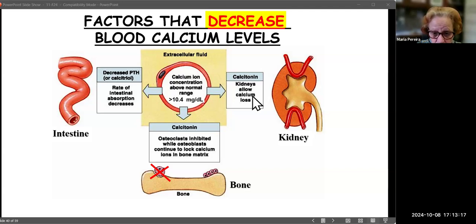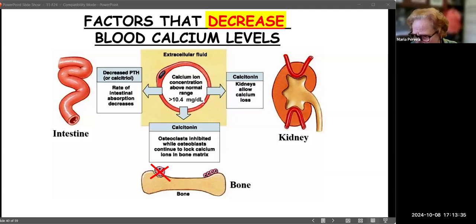What does calcitonin do? It increases the excretion of calcium by the kidneys. Because it's high, you want to get rid of calcium. So one way is to have the kidneys excrete calcium.